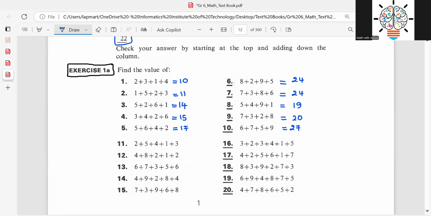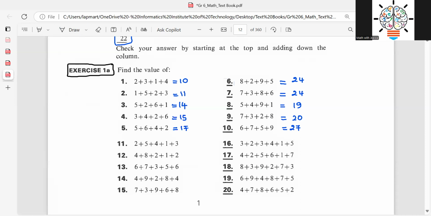24, correct. Then 7 plus 3 plus 8 plus 6, it is 24 again. Then 5 plus 4 plus 9 plus 1, it is 19. And 7 plus 3 plus 2 plus 8, it is 20. Then 6 plus 7 plus 5 plus 9, it is 27. So I gave you question numbers 1 to 10. Please check whether you have got the same answers. You don't have anything difficult to do here.